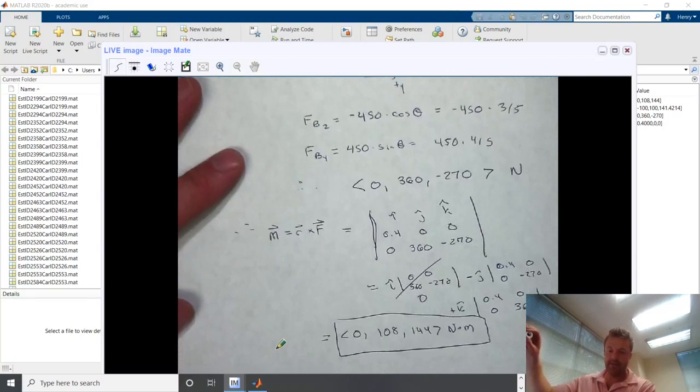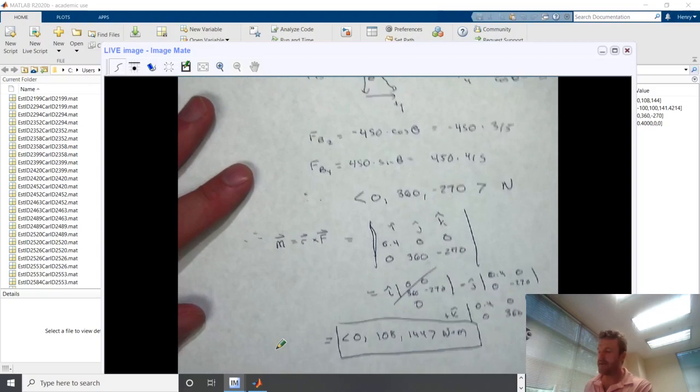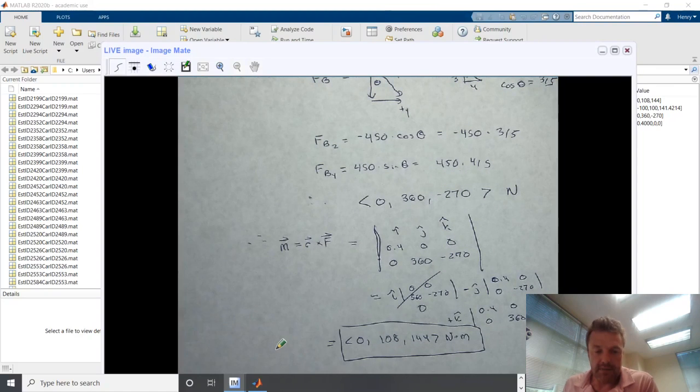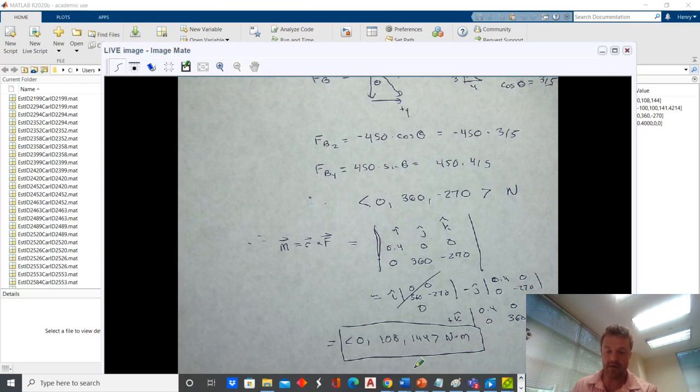So hopefully the idea of computing the moment of a couple made sense. Just know a couple is a particular scenario where you have two forces which are equal magnitude, opposite direction. They induce rotation only, and there's the scalar and vector approach to compute the moment associated with them, just like all moments that we've computed until now.